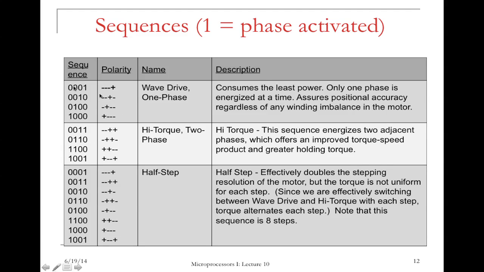So we can see that we can use different patterns to move the rotor. The first one is this: you have only one pair charged, because we only have one high supply to these 4 terminals. So we only have one pair that is charged. The other pair is not charged. This is called wave drive or one phase. It consumes the least power because only one phase is energized at a time.